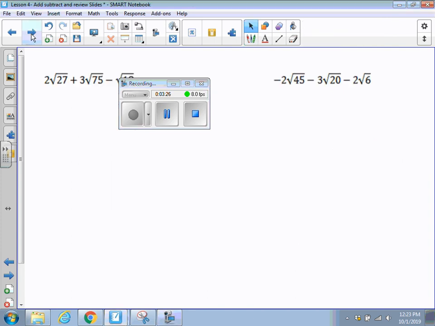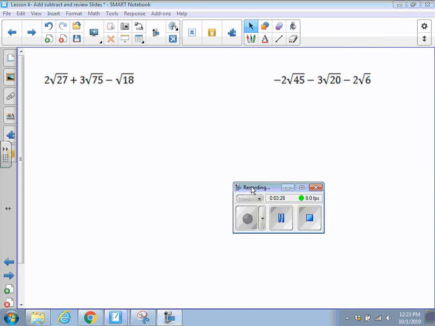Now let's step it up and have 3 terms. Nothing's going to change for us. We have 2 square root of 27 plus 3 square root of 75 minus the square root of 18. We're adding and subtracting. So we simplify and then we combine like terms. So simplify 2 square root of 27. The rule of that game is pairs. 27's odd. So 3 and 9. And 3 and 3. I see a pair of 3's. There's a coefficient of 2 already outside.